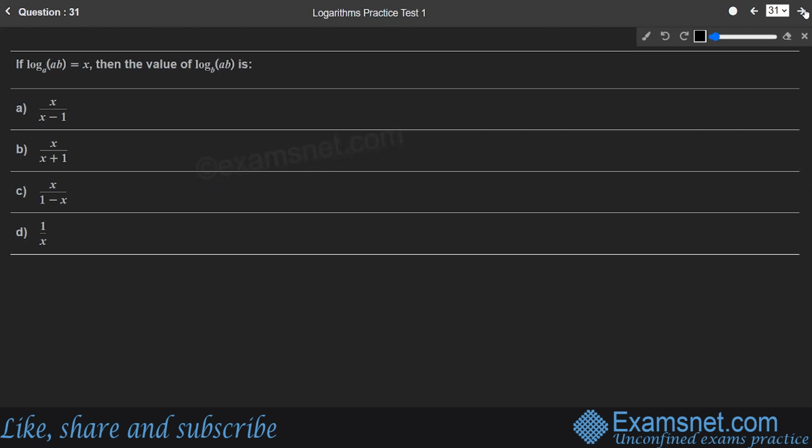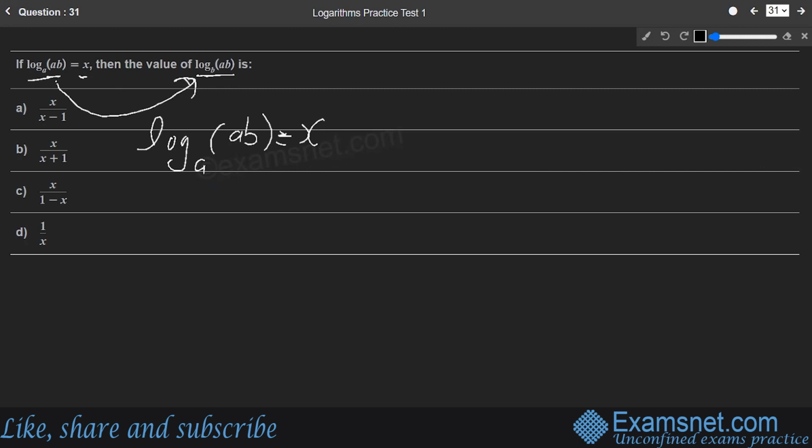Now the question says log base A AB is equal to x, then what is the value of log base B AB? In this type of situation, when a clear indication is not present or a clear property cannot find the answer, we are supposed to manipulate whatever has been given to us. We should always try to apply the basic properties to what is given: log base A AB is equal to x.